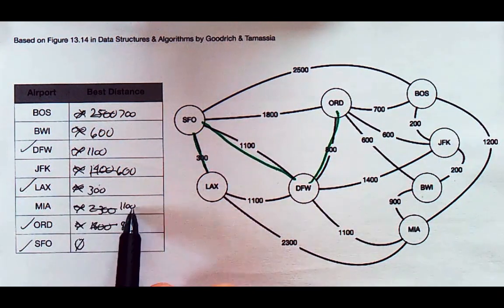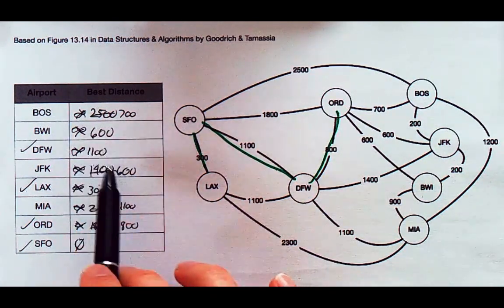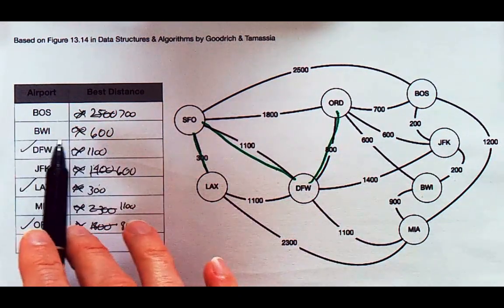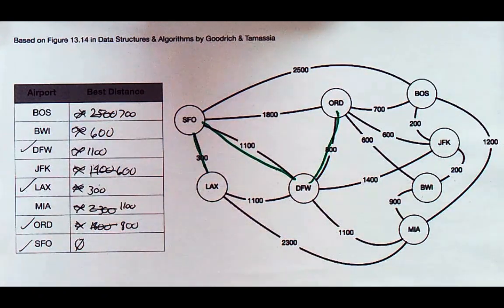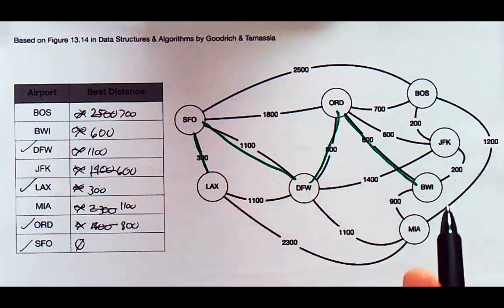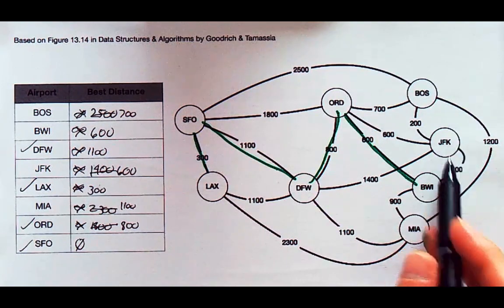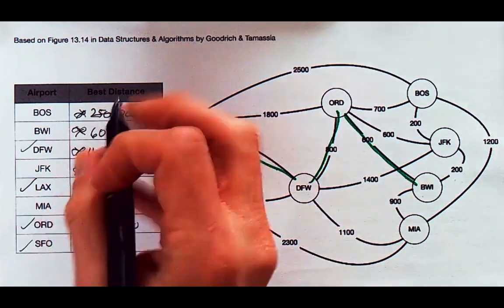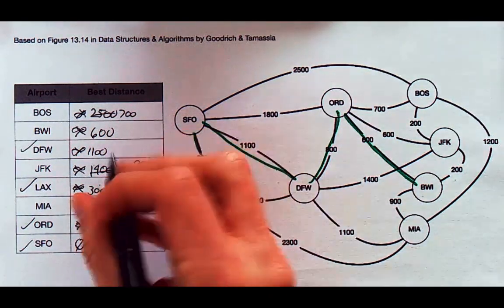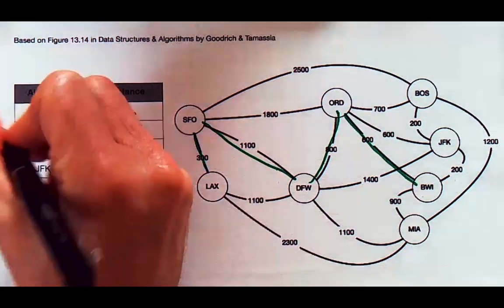Looking down at our remaining vertices, we've got 1100, 600, 600, and 700. So again, we've got a tie here, two at 600. It's kind of arbitrary which of these we pick. I'll go ahead and select Baltimore as our choice. So I'll highlight which edge got us there. And then we'll go ahead and process Baltimore. So we've got an edge of weight 200 going to JFK. That's better than 600, so we'll update that. Then we've got an edge of 900 going to Miami. That's also better than our current estimate, so we'll update that. And with that, we're done with Baltimore.